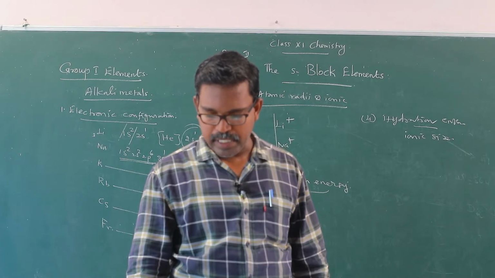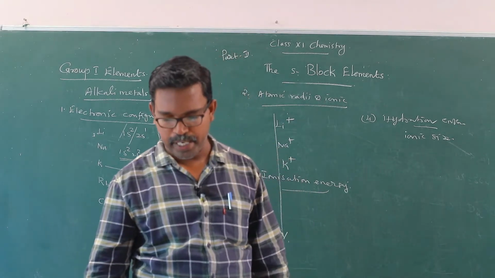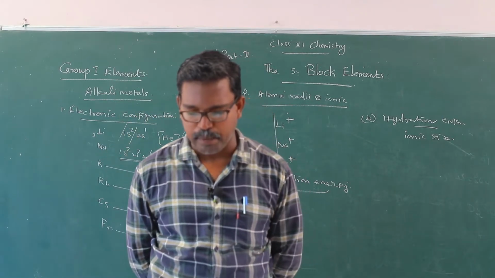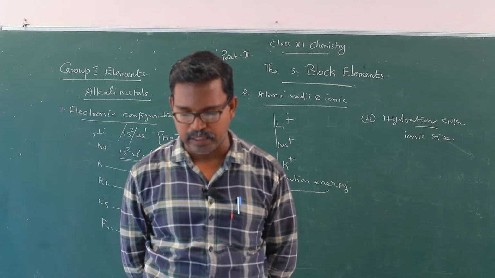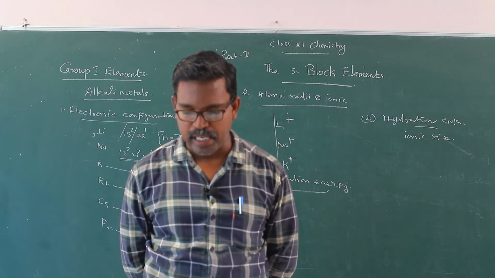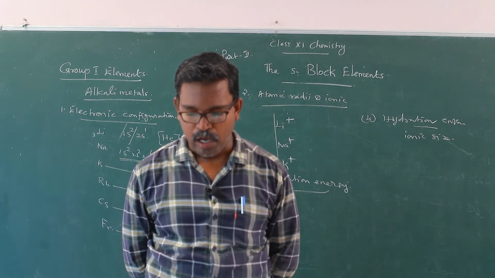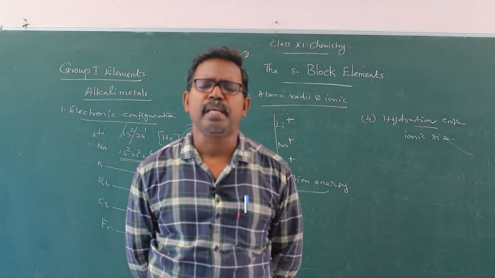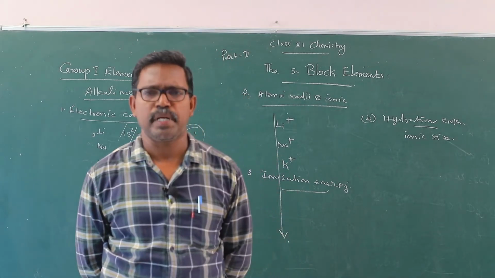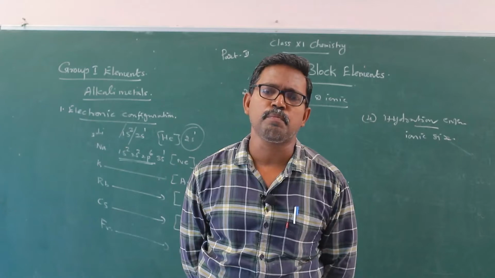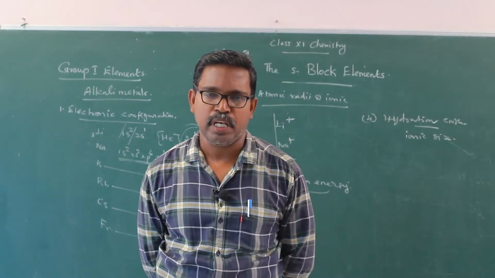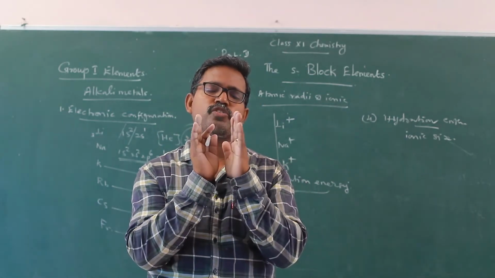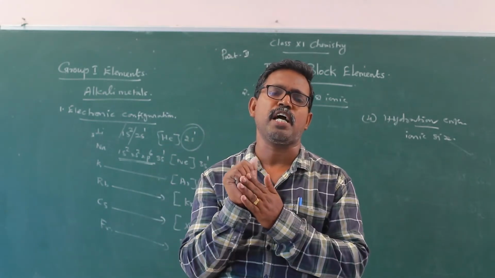Now some physical properties. All the alkali metals are silvery white in color, soft and light metals. Because of their large size, these elements have low density, which increases down the group from lithium to cesium. One characteristic property of the alkali metals is that they impart a characteristic color, the formation of colored flames. Each consists of only one electron in the valence shell.